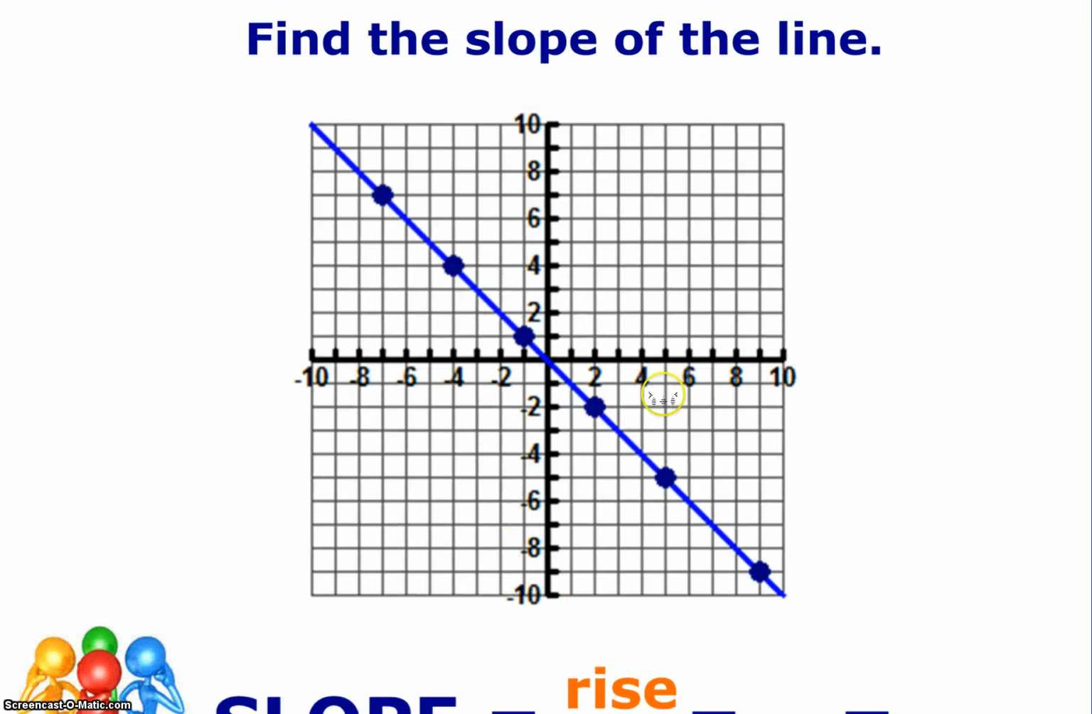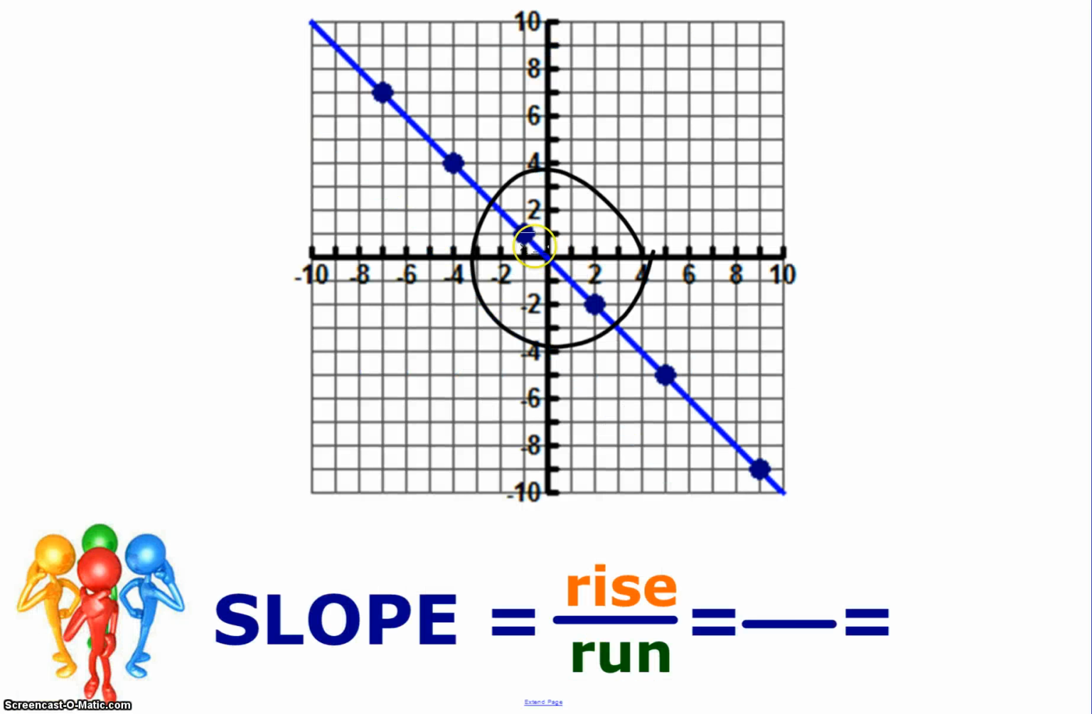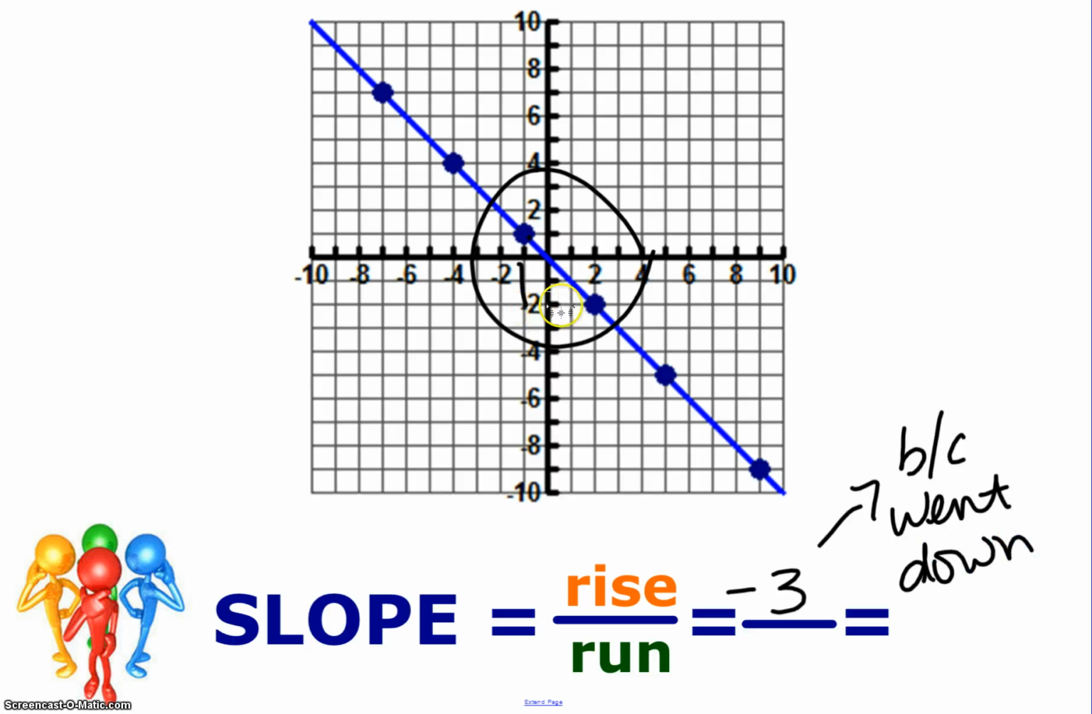Number 15, I'm going to choose these 2 points. Find the slope. What is your rise? Well, I don't care which point you start with. It does not matter which point you start with. Rise, 1, 2, 3. So that's negative 3 because I went down. And your run, which is 1, 2, 3, positive 3. So your slope is negative 1.